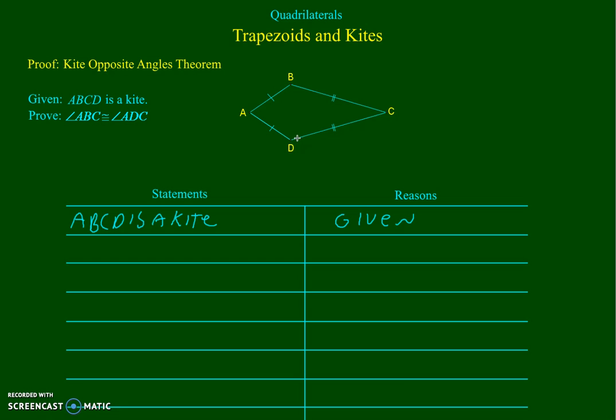So we've written down our given, and now we're going to go ahead and put in our segment AC. So let's draw that in. And we're going to say that we can draw AC, because through 2 points there is one line.